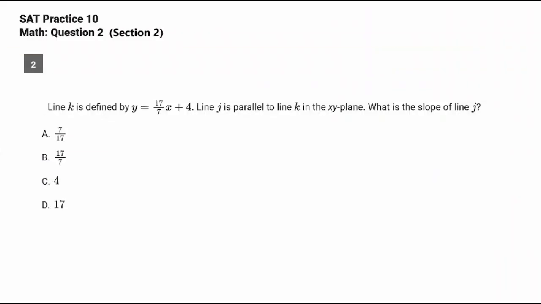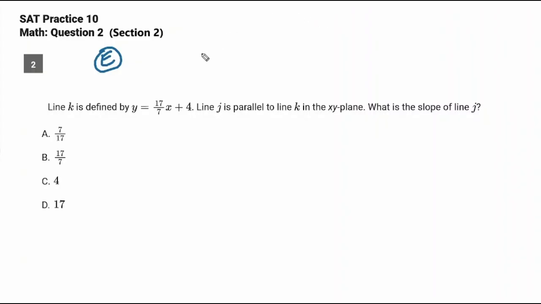We're on SAT Practice Test 10, Math Section 2, Question 2. What's the level of difficulty here? It's very easy. Remember that the first two questions on Section 2 are going to be so easy that you're going to think you bombed Section 1 and got the easy Section 2. Line K is defined by y equals 17 over 7x plus 4. Line J is parallel to line K in the xy plane. What's the slope of line J?